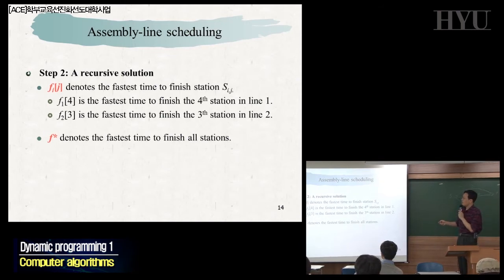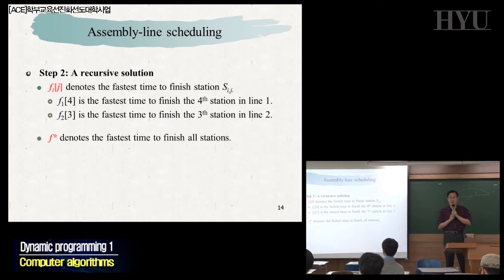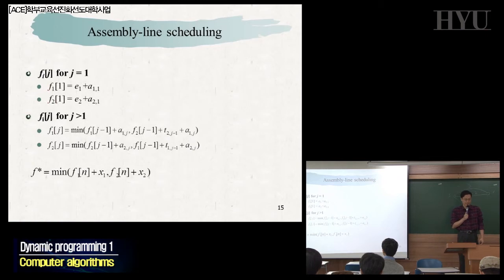Let f sub ij denote the fastest time to finish station S sub ij. That is, f14 is the fastest time to finish the fourth station in line 1, and f23 is the fastest time to finish station 3 in line 2. And f star denotes the fastest time to finish all stations. Then we can derive these recurrences.